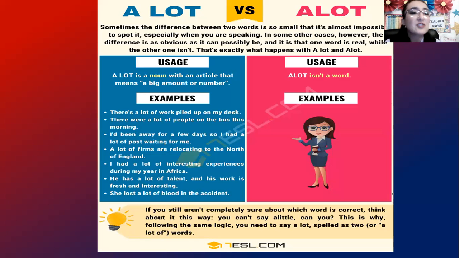Sometimes, as I was telling you, the difference between these two words is so small that it is almost impossible to spot it, especially when you are speaking. But in some cases, however, the difference is as obvious as it can possibly be. And it is that one word is real while the other one isn't. That's exactly what happens with "a lot" and "alot".